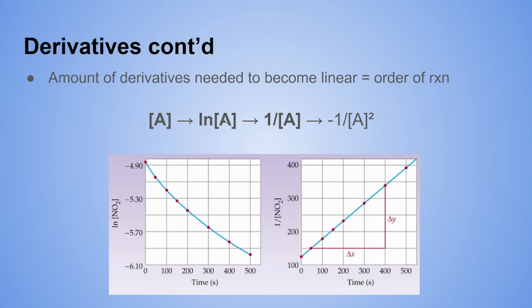We only go through 0, first, and second, but I put the third there just for the theme and just to understand the process. You're just going to keep deriving, okay? So that's how you find your order from a graph. You're going to derive it until it becomes linear. And the amount of times you have to derive it tells you your order.